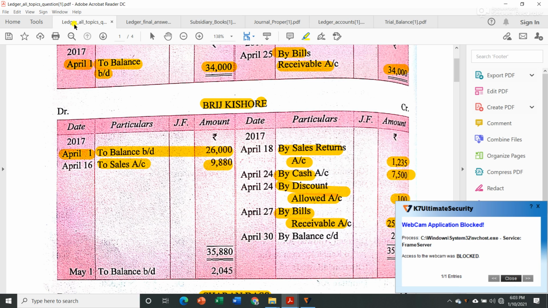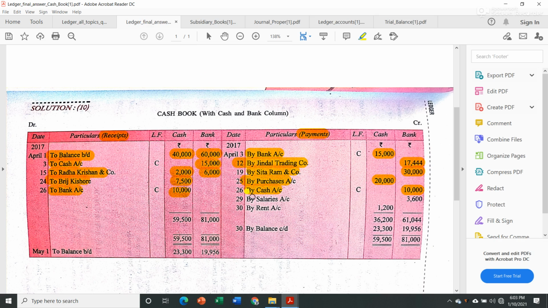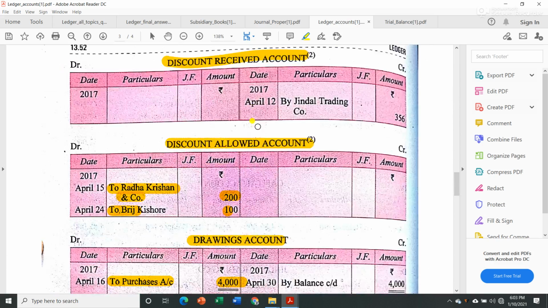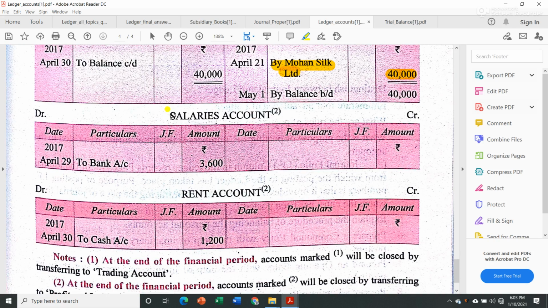Now the next transaction: paid salaries by check, that means cash account, and here we will write by salaries account in the bank column. Now we have to prepare the salaries account since we don't have one made earlier. Here in the salaries account, since it appeared on the credit side of the cash book, we will write it on the debit side. Since we made payment through check, we will write here to bank 3,600.